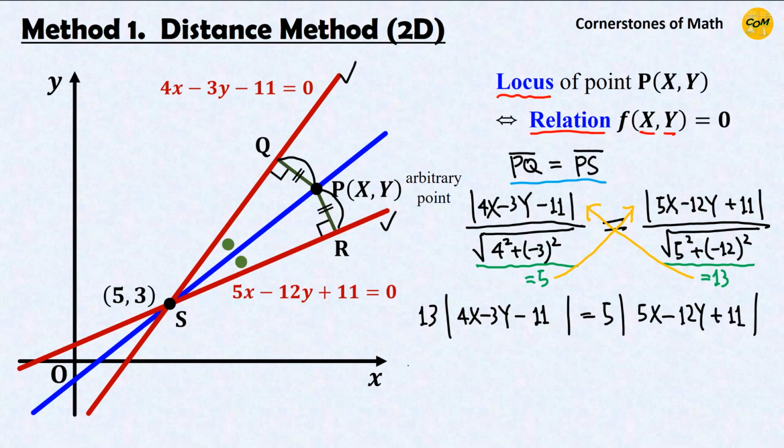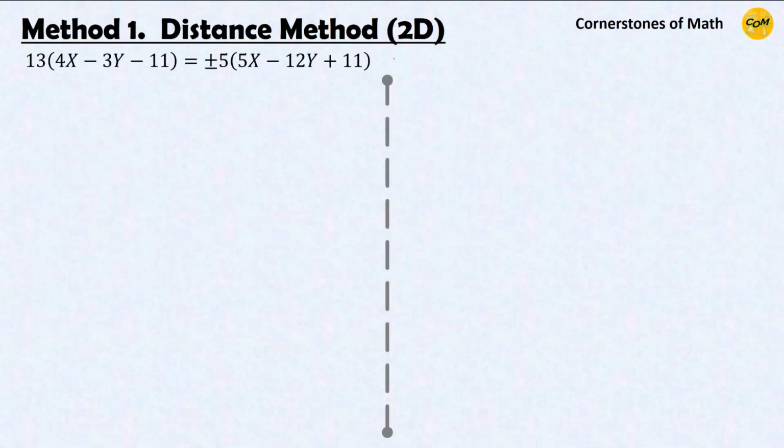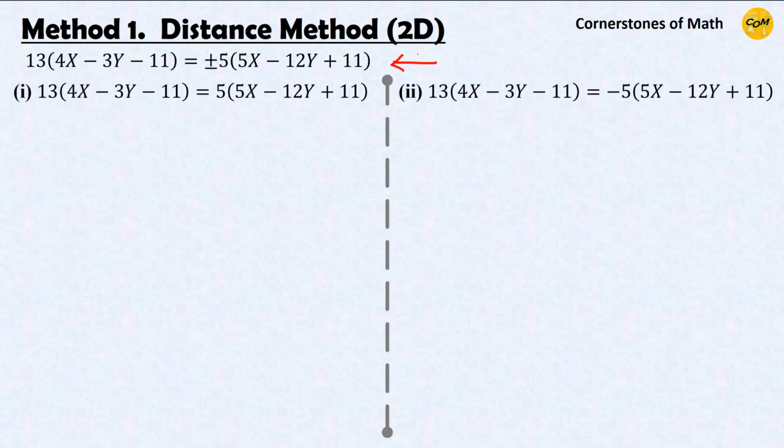Here we have absolute value signs on both sides, and the simplest way to remove the absolute value signs in this case is by writing 13 times (4x minus 3y minus 11) equals plus or minus 5 times (5x minus 12y plus 11). So we have this, which means that we have to divide into two cases, one with the plus sign and the other with the minus sign.